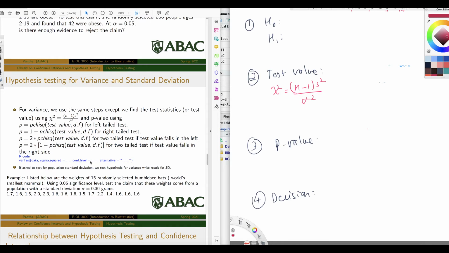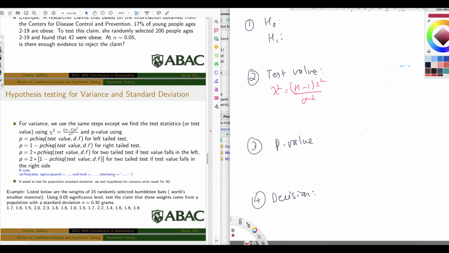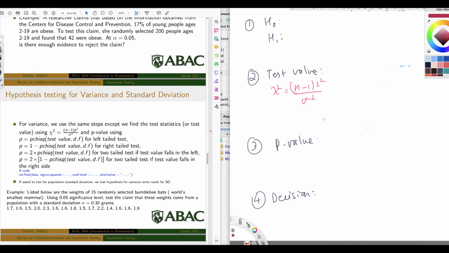Confidence level is just 1 minus alpha. Alternative is left tail, right tail, or two tailed. Okay guys, so let us do this example. First of all, let us read the question.